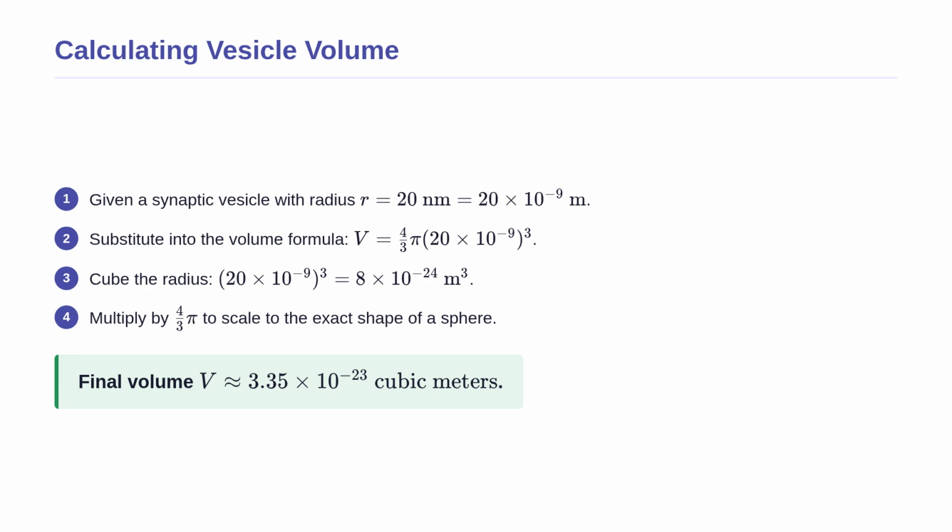Next, we multiply this tiny value by the constant 4/3 pi, which scales it to the exact shape of a sphere. The final answer is approximately 3.35 times 10 to the negative 23 cubic meters. This volume is large enough to pack in several thousand neurotransmitter molecules, creating a strong, instantaneous chemical signal upon release.